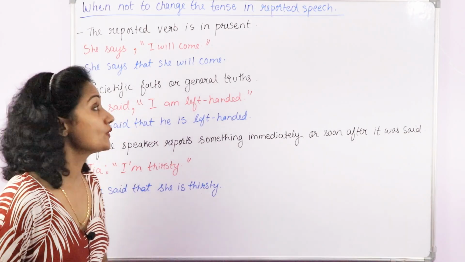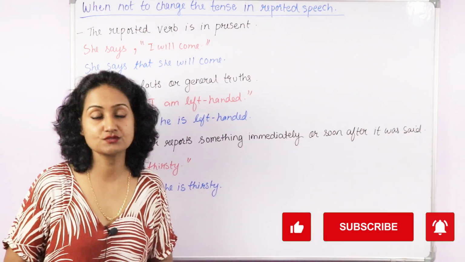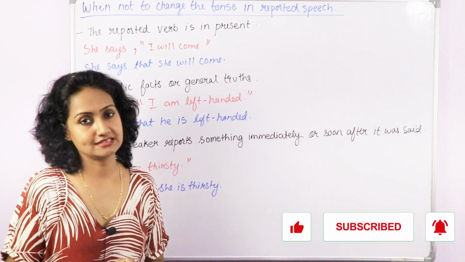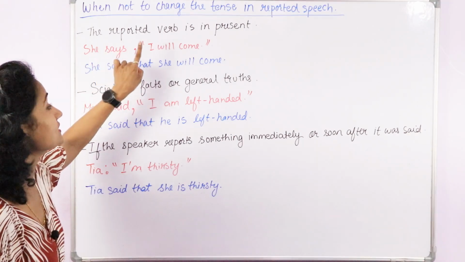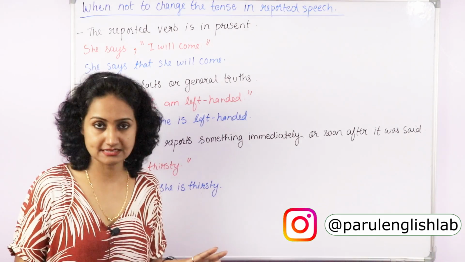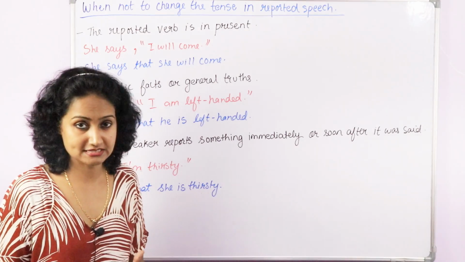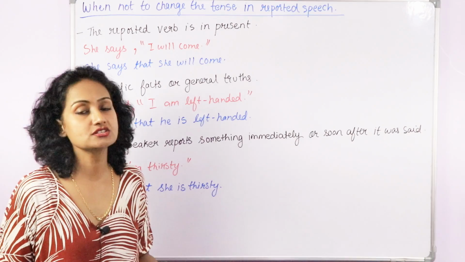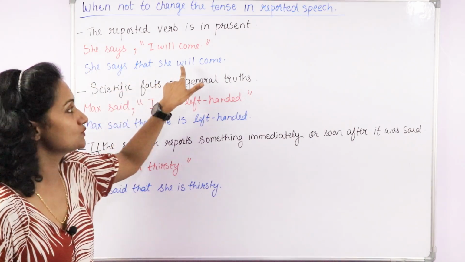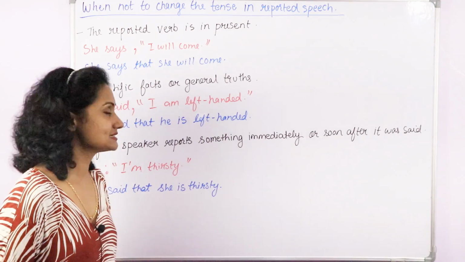Now let me tell you when not to change the tense in reported speech. So generally we change the tense, we backshift the tense in reported speech, but when we are not supposed to change the tense. So number one, the rule is the reported verb is in present. When the reported verb is in present, then you don't have to change the tense. So here it is not said, it is says. She says, she wishes, she advises. Then there is no change in the tense. Okay, so she says I will come, she says that she will come. So no change. Okay, when the reported verb is in simple present.